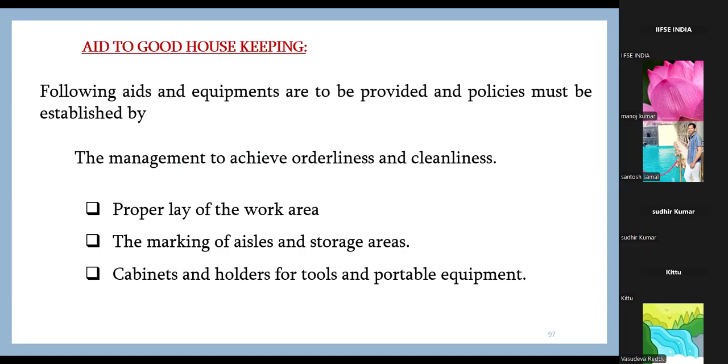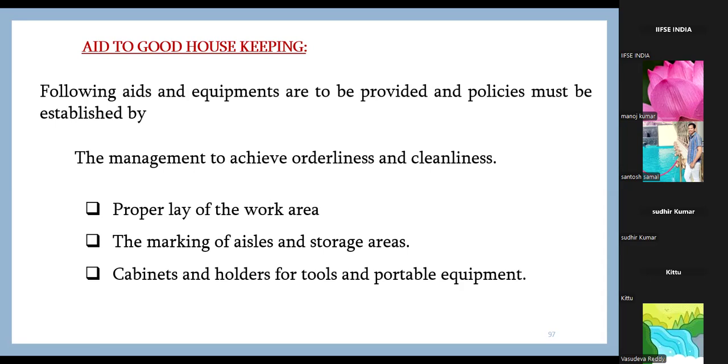Now, how do you go for housekeeping, or how is housekeeping performance increased? Here are some of the aids that we use in our daily checklist, or you can say policies. The first thing is the management has to achieve orderliness and cleanliness. This can be because of proper layout of work areas. You can see this mostly in the automobile industry, where aisles are clearly marked, storage areas are marked, and the production processes are marked with yellow paint.